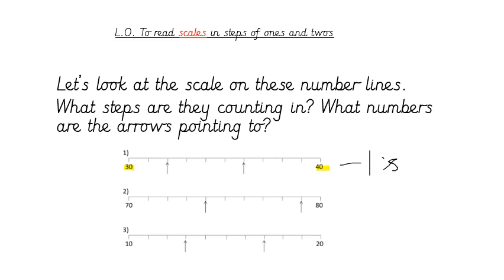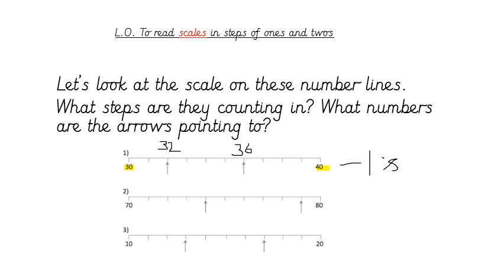So 30, 31, 32. Wiggly numbers. So 32, 33, 34, 35, 36. You can also count back from 40. It's a little bit trickier, but you could count backwards. 40, 39, 38, 37, 36.